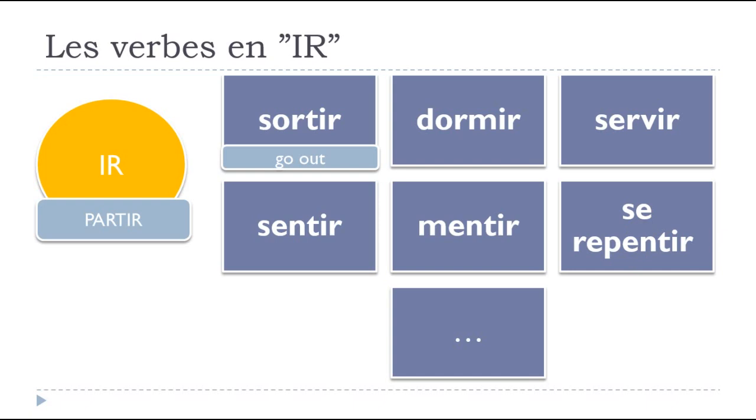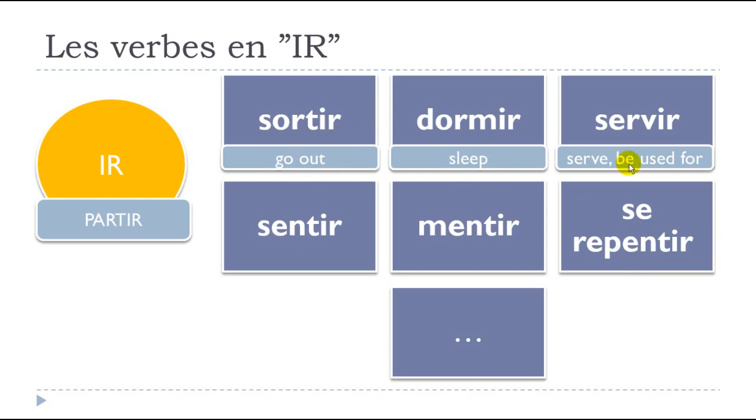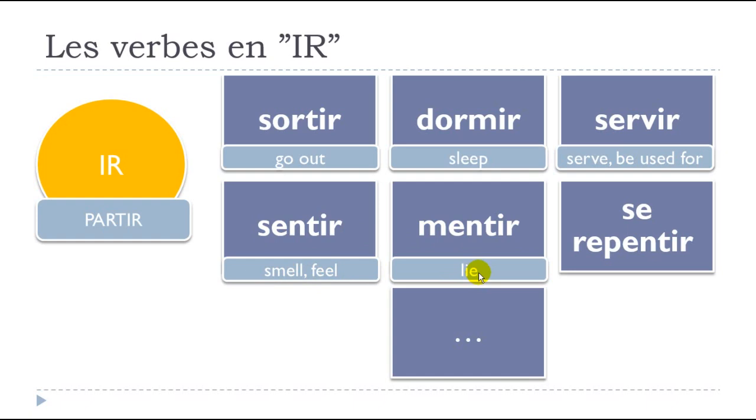Sortir means to go out, dormir, sleep, servir, serve, or be used for, sentir, smell, feel, mentir, lie, se repentir, express remorse. Okay, so keep in mind that these verbs will actually be conjugated like partir. Okay? And last but not least, don't be afraid.